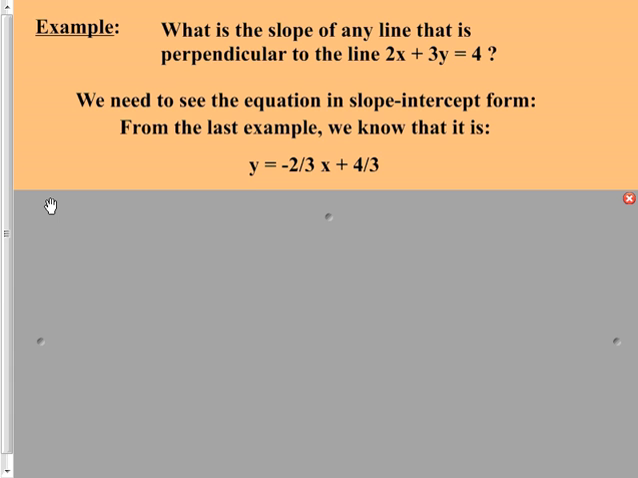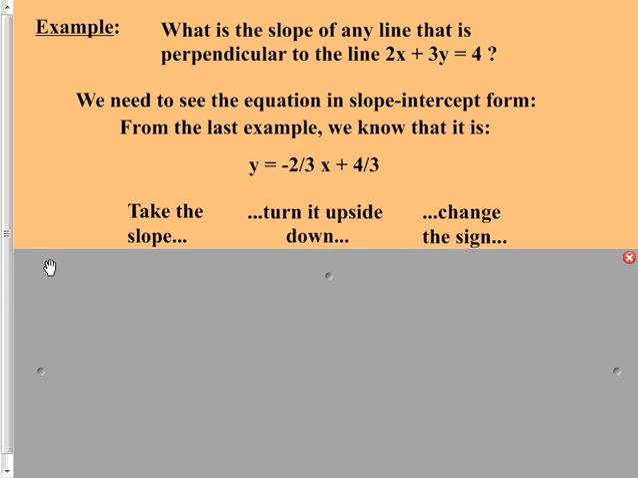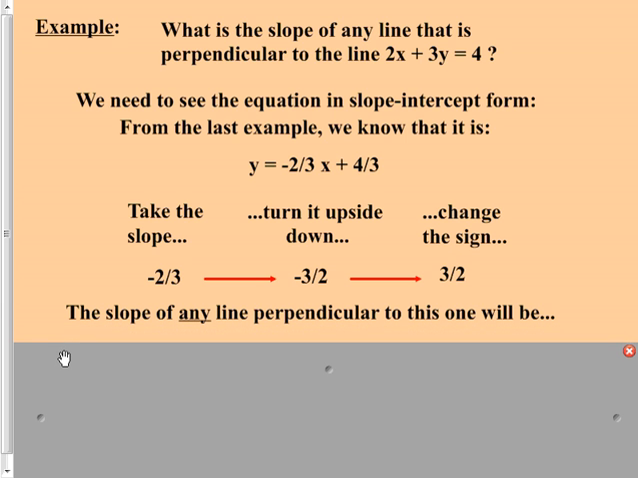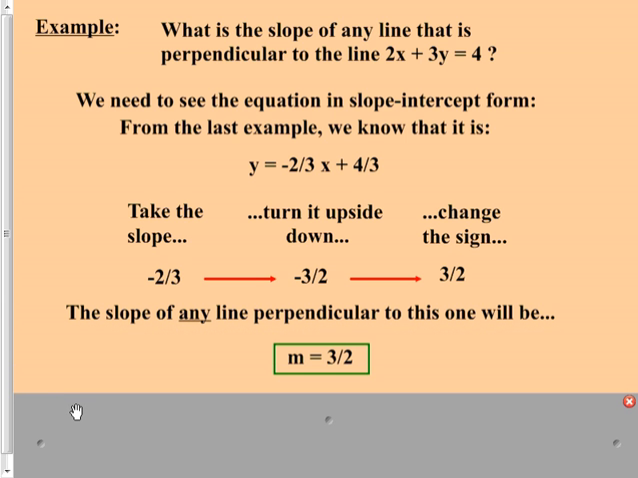Okay, so how do we get the perpendicular part? We take our slope, we do the negative reciprocal, and that should tell us what we need in order to be perpendicular. So our negative 2/3 becomes negative 3/2. Change the sign from negative to positive this time, and you have found your slope. The slope of any line that wants to be perpendicular to this one must be positive 3/2.